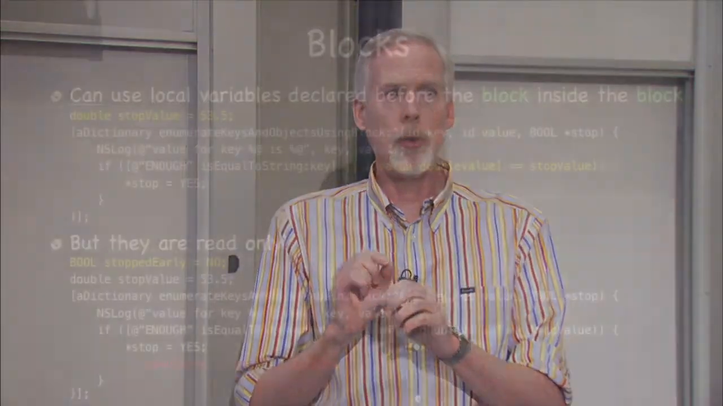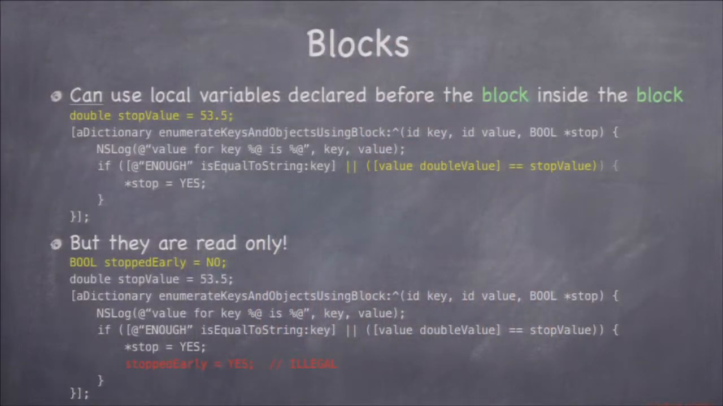Now, those variables, though, are read-only. Okay, so if I had another one, a bool stopped early, and I tried to set that inside my block, that would be an error. The compiler would not allow that, okay? Because stopped early is read-only.